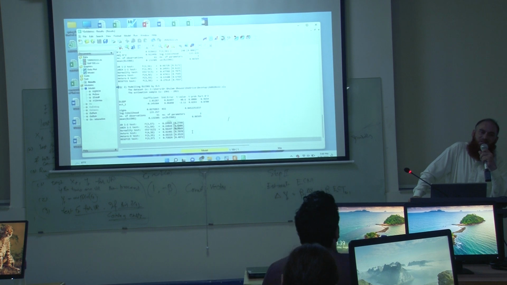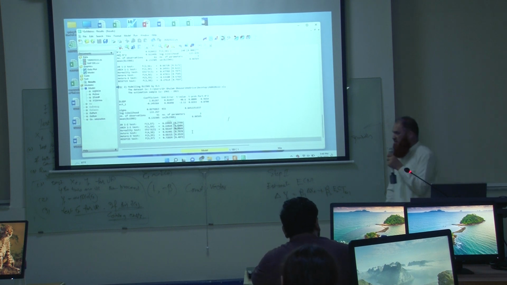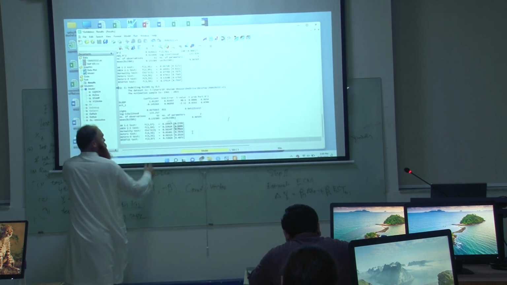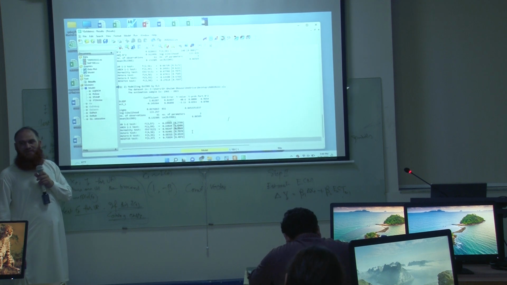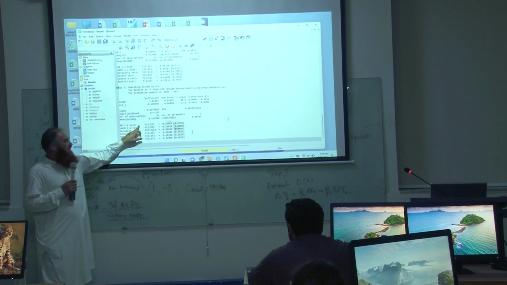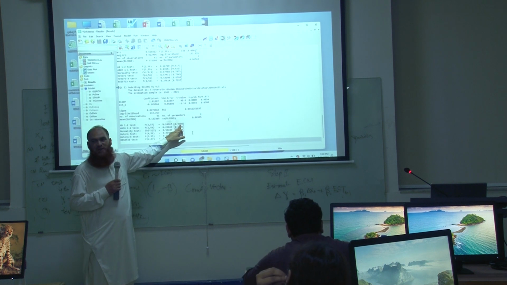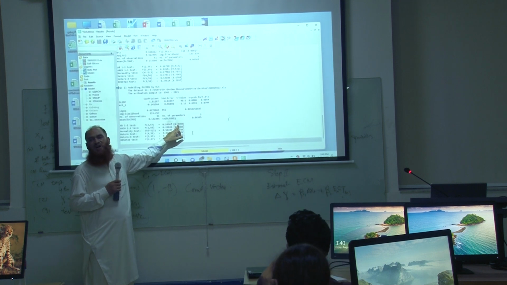So that's it. Now, if you look at this output, which is visible to you, this is the AR test. This is the test for autocorrelation. The null hypothesis is no autocorrelation, and this is the test statistic. This is the p-value. The p-value is larger than 5%. This means the null hypothesis of no autocorrelation is not rejected.